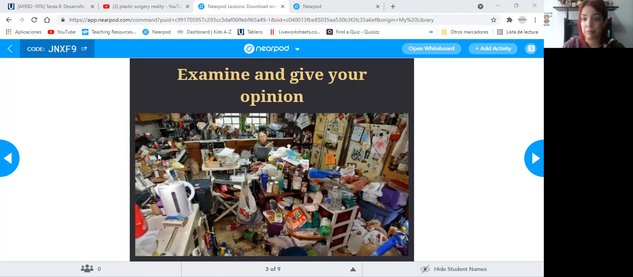Everything has its place, right? So, do you think that the person who is in the picture, the owner of this house, the room, likes to live like that? He or she likes living like that? No, right? I don't think anyone likes living in those conditions.